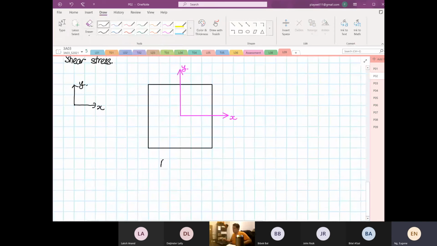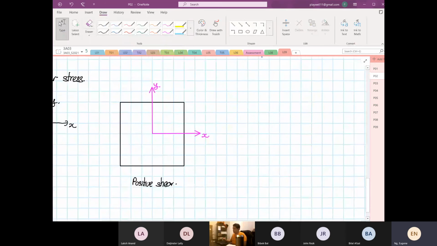So I'm going to teach you how the arrows are labeled. Okay. So over here, this is how positive shear looks like. The shear stress. Okay. So I'm going to do this one first. So how to label? So this is shear stress.